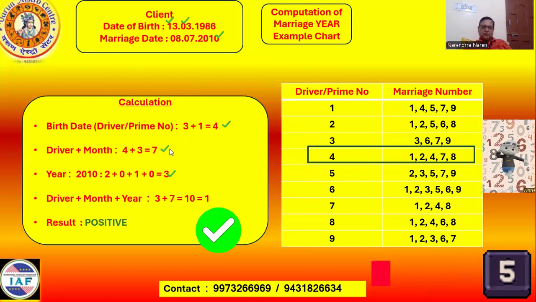And when we add this and this, driver plus month plus year, we are getting 3 plus 7 is equal to 1. So here, the birth date is 4. Against the 4 column, we are searching for 1 here. We find 1 here, and this formula is also shown as positive. So here also it is confirmed.